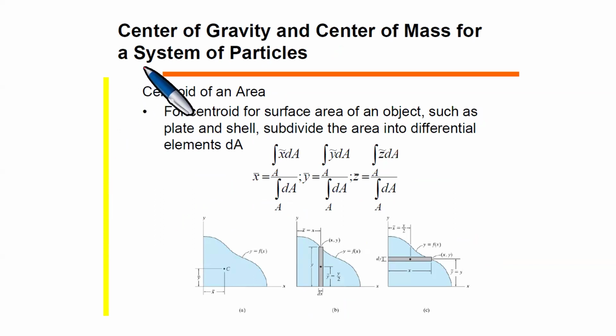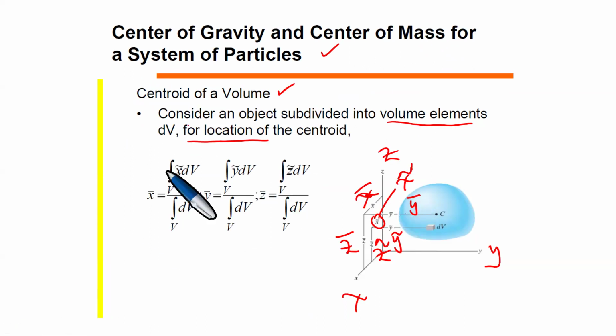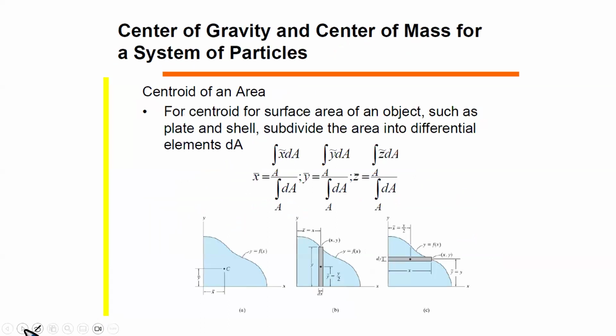Next point. There's something we call the center of gravity and center of mass for a system of particles. We've been speaking about this as much as we spoke about the centroid of a volume, but our focus is on the center of gravity and center of mass for a system of particles. For example, the centroid of an area. Okay, this is very important.